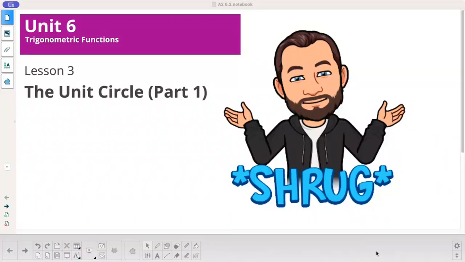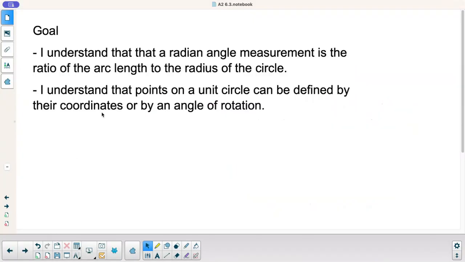Illustrative Math, Algebra 2, Unit 6, Lesson 3 is called the Unit Circle, Part 1. All right, so our goal today is: I understand that a radian angle measurement is the ratio of the arc length to the radius of the circle. And the second one is: I understand that points on a unit circle can be defined by their coordinates or by an angle of rotation.